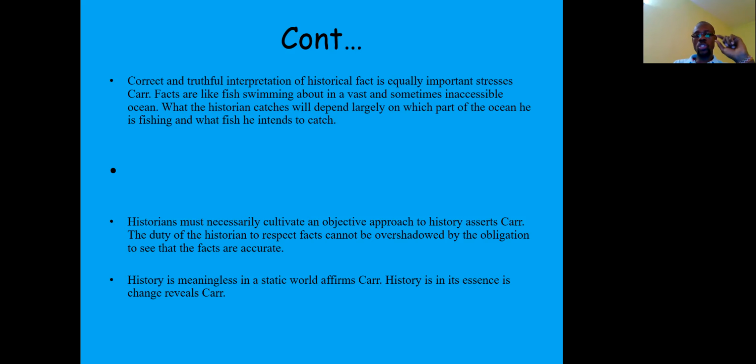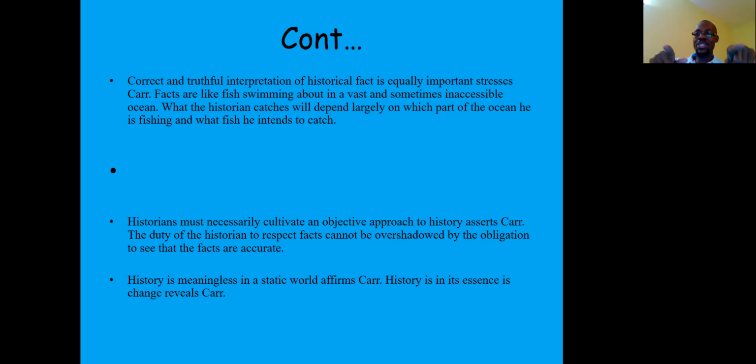Facts are like fish swimming about in a vast and sometimes inaccessible ocean. What the historian catches will depend largely on what part of the ocean he's fishing and what fish he intends to catch. That's what I was saying initially, that history is so vast. So the area that you want to focus on, it's up to you. The kind of truth that you want to bring on board from that area, it's up to you. You want to study agricultural history, the facts that you want to establish from that area, it's up to you.